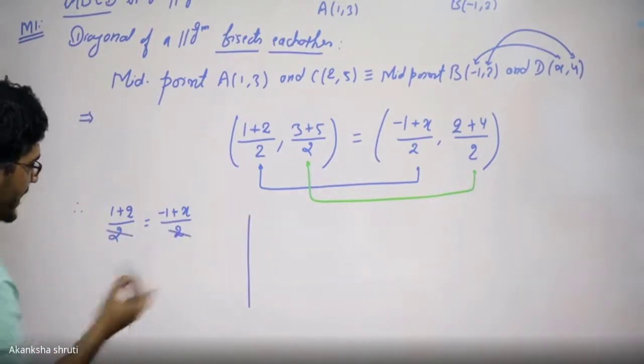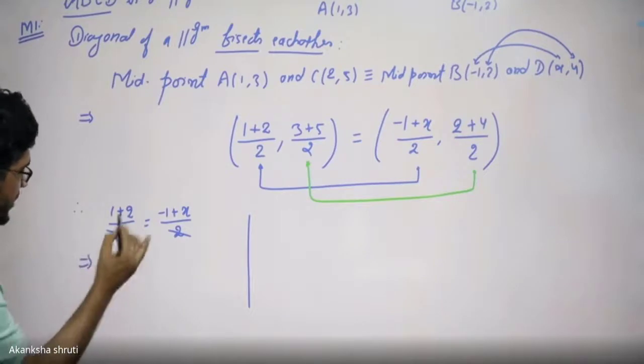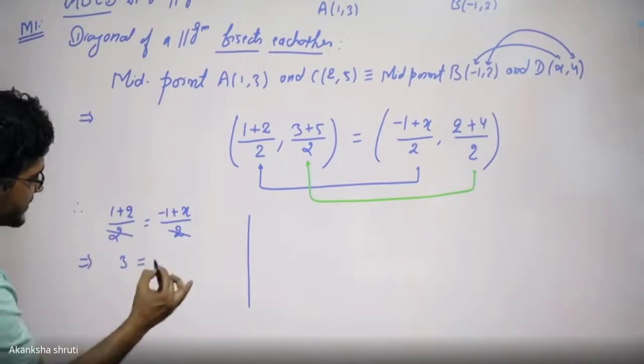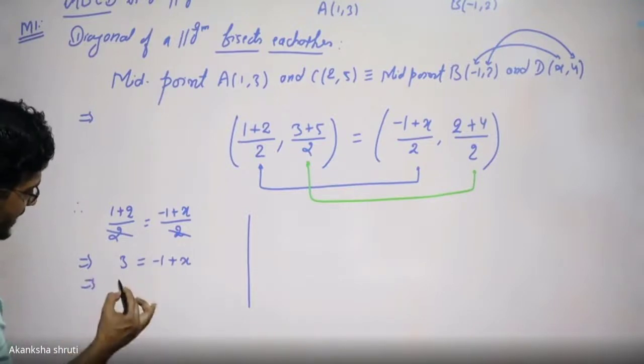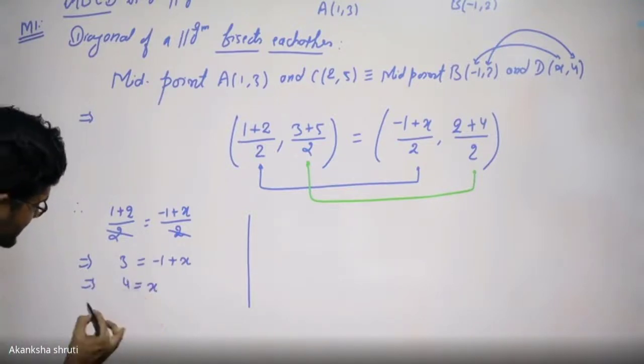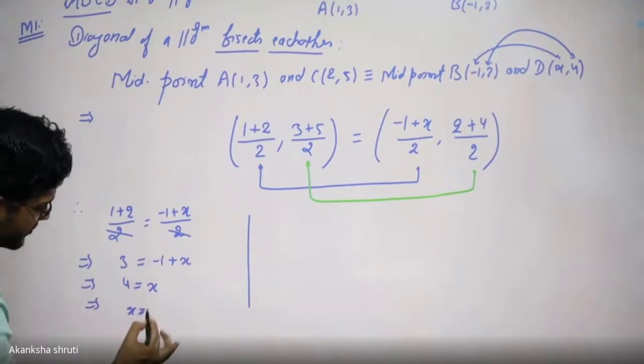Students, these two 2s can be cancelled by cross multiplication. The numerator becomes 3, and this side -1 plus x. So students, bring this on this side: 3 plus 1, 4, is equal to x, or the x value is 4.